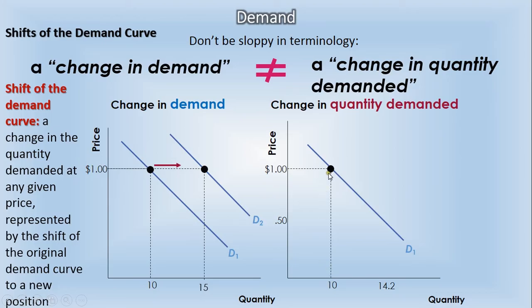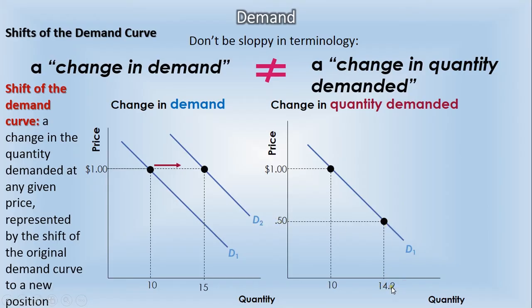Let's say all of a sudden the price is halved. For whatever reason, maybe suppliers have lowered the price to 50 cents per unit. We know that as the price goes down, people buy more. So we're just going to move down along the curve because the one thing that's affecting demand right now is price. And so therefore, we're going to go to this point here that corresponds to that price of 50 cents and an increased quantity demanded of 14.2.